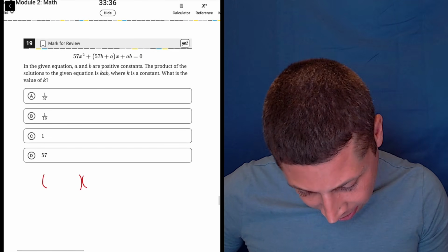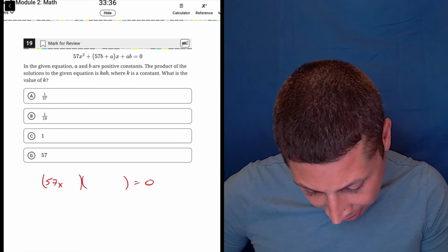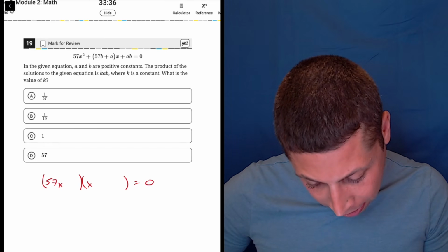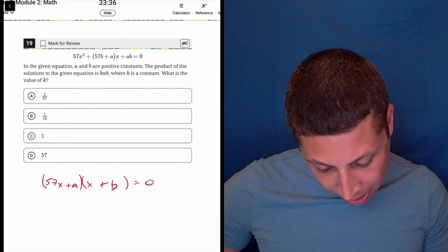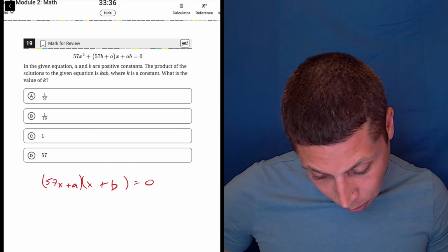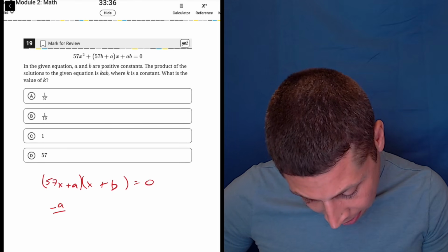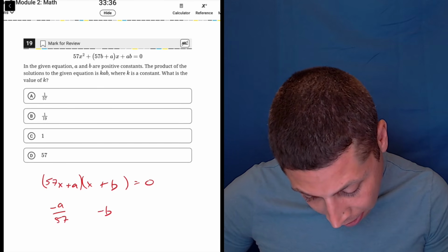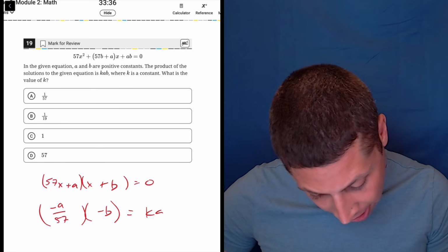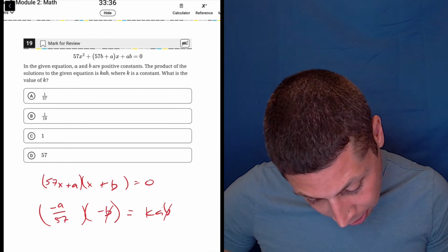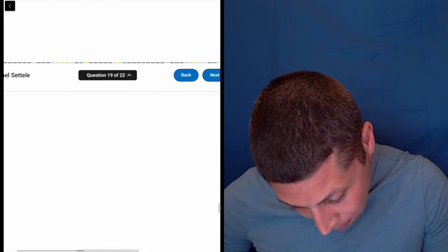Can't we just say, if we factor this, we would get 57x and x, and then it's plus b. So this is plus a plus b, because a times b would be ab, 56b. Okay, so that works. So what are the solutions? The solutions are negative a over 57 and negative b. So the product, if you multiply these, is KAB. So the b goes, the b goes, the a goes, the a goes, so the negatives cancel. So it's 1 over 57. Hard. Mark for review. 9 minutes.